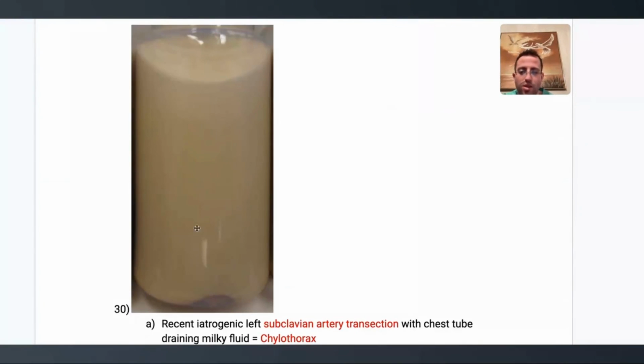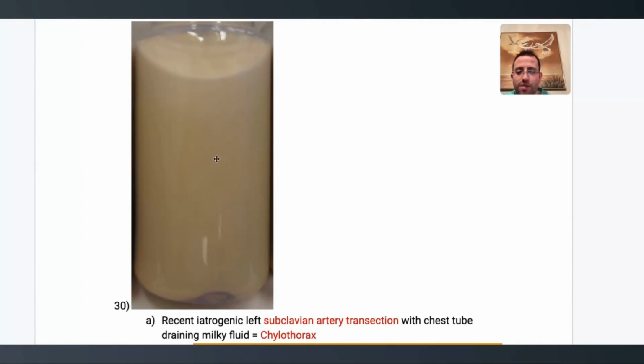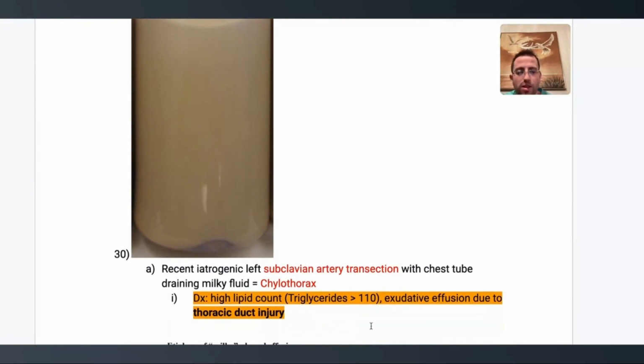What is this? So let's say that a patient had an iatrogenic left subclavian artery transection and their chest tube is putting out all of this milky fluid. Your diagnosis should be chylothorax. And so remember, chylothorax will present with high lipid count. Your triglycerides will be over 110, as well as an exudative pleural effusion due to a thoracic duct injury. And so the subclavian artery is very close to the thoracic duct, so that's why that's the clue here.